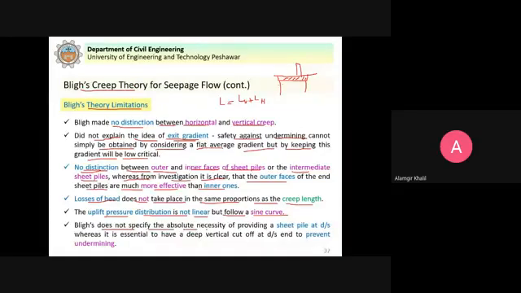Bligh's theory does not specify the absolute necessity of providing a downstream sheet pile, whereas it is essential to have a deep vertical cutoff at the downstream end to prevent undermining. So he did not explain that this sheet pile is very important to be provided here. Because of this sheet pile, you see that the water creep length is increased, which is desirable to keep the exit gradient within the safe limit here. So Bligh's theory does not specify the absolute necessity of providing that downstream sheet pile. So these are the limitations. It will be further clear when we discuss the other theories. You will see the clarification of all these points.